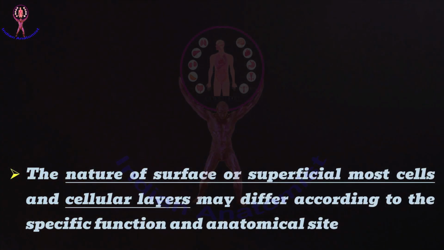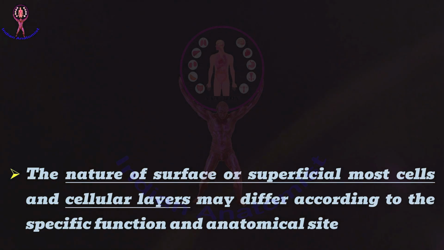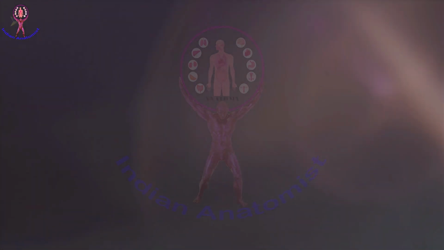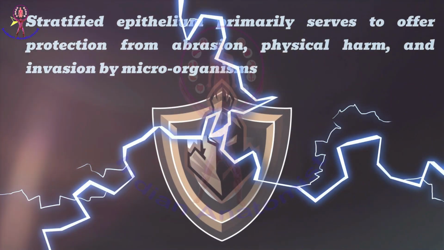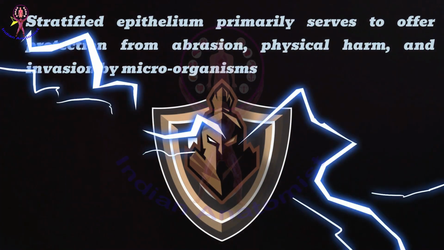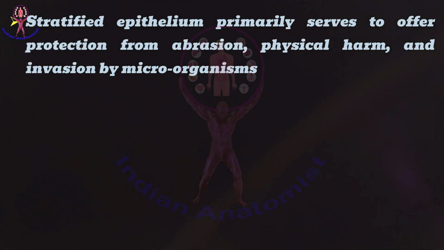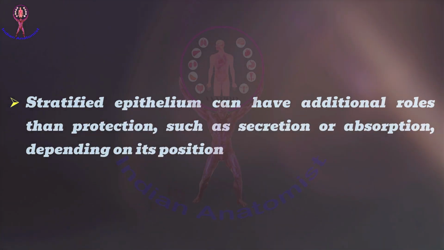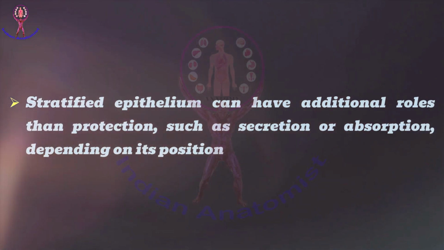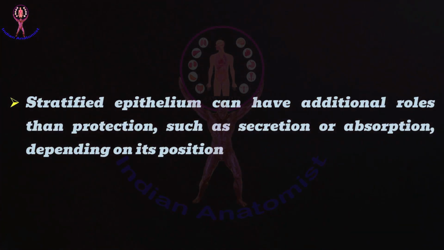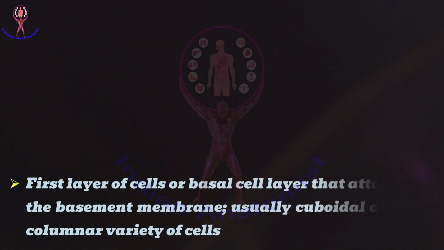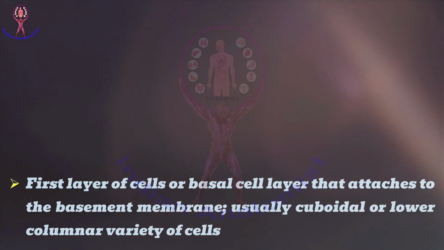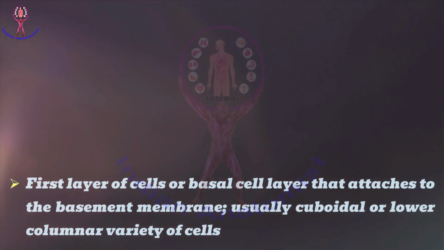The nature of the surface or superficial cells and cellular layers may differ according to the specific function and anatomical site. Stratified epithelium primarily serves to offer protection from abrasion, physical harm, and invasion by microorganisms. Stratified epithelium can have additional roles than protection, such as secretion or absorption, depending on its position. The first layer of cells, or basal cell layer, attaches to the basement membrane, usually a cuboidal or lower columnar variety of cells.